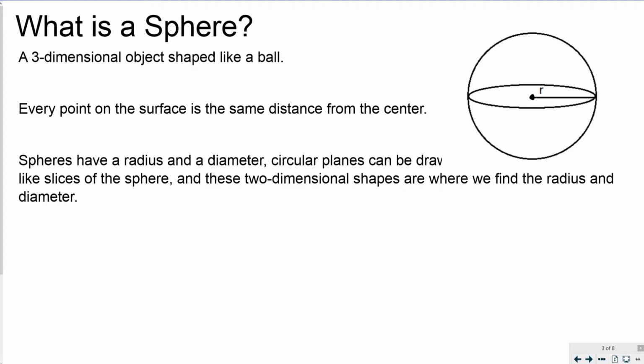So every time you see a point on the surface of the sphere, like here and here, they are the same distance from the center of the circle. And this should say drawn, excuse me. Spheres have a radius and diameter, and circular planes can be drawn like slices of the sphere. So it's like you're taking the sphere and slicing into it. And these two-dimensional shapes are where we find the radius and the diameter. And these two-dimensional shapes are circles. That's why we have radius and diameter.